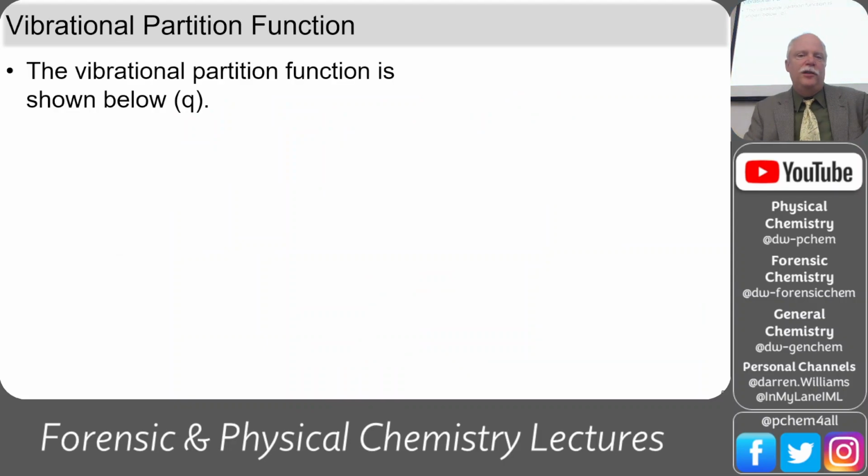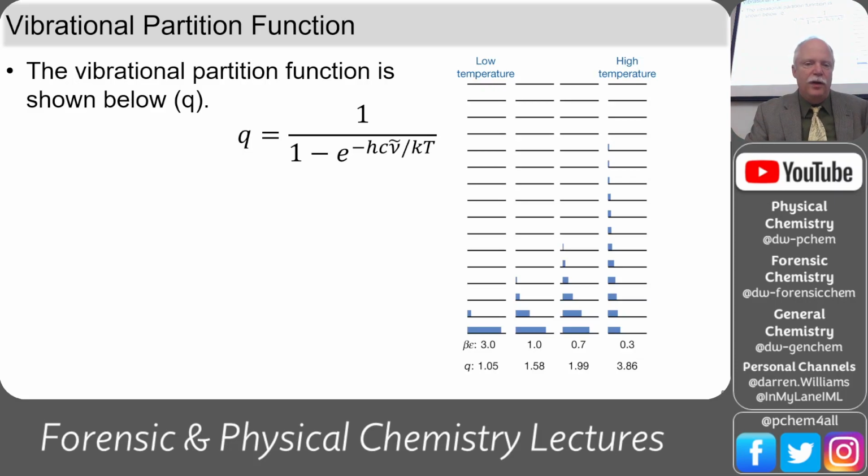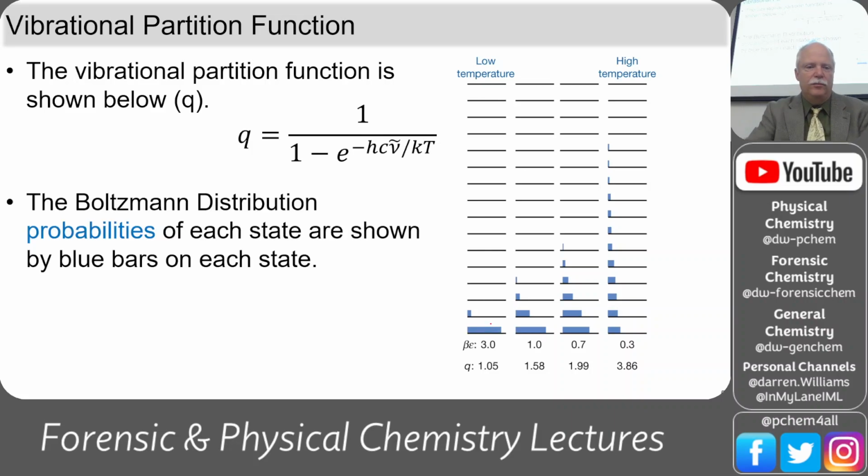Okay, so this vibrational partition function is shown below, and this is a plot of those things at different temperatures. So at low temperature, we have, again, most of the molecules in the ground state. This is like a little bar chart. The little blue probabilities are shown. And so it's mostly probable to be in the ground state, but there's a little bit in the first excited state. And then at a little higher temperature, you see there's more excitation and less in the ground state. And at a higher temperature, still there's more.